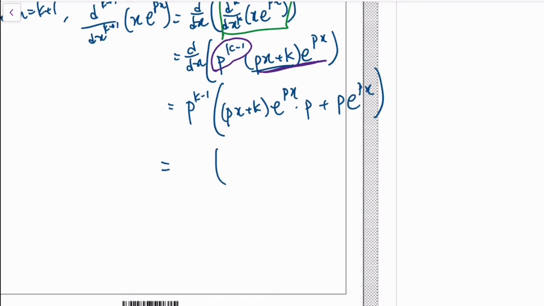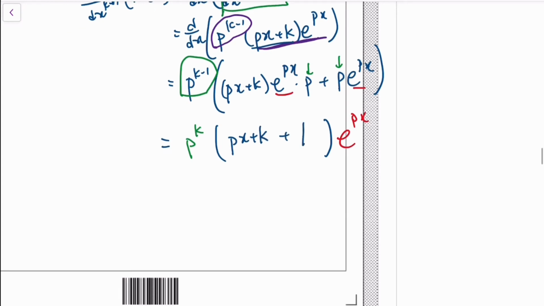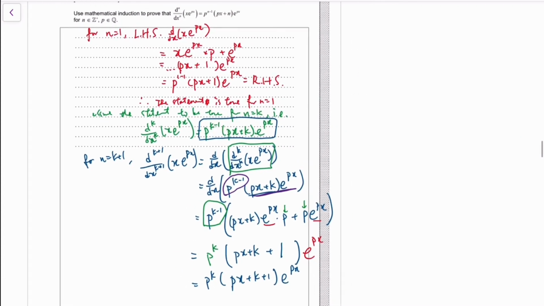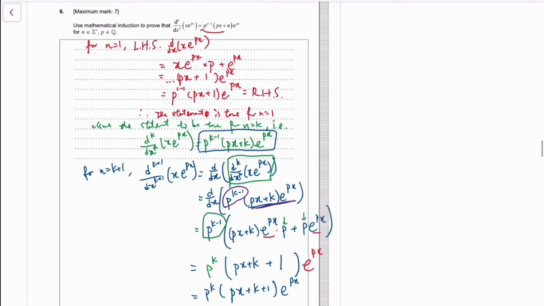Similarly, we do factorize. We factor out e to the power of px to the end. We factor out the p to the front. So now we have p to the power of k minus 1 times another p. So that's p to the power of k. Inside we have px plus k plus 1 left. So that obviously is what we want. In case you want to check, it is basically this, except n is now k plus 1.